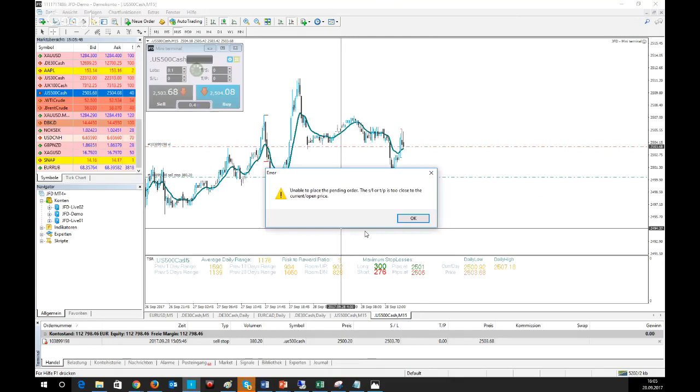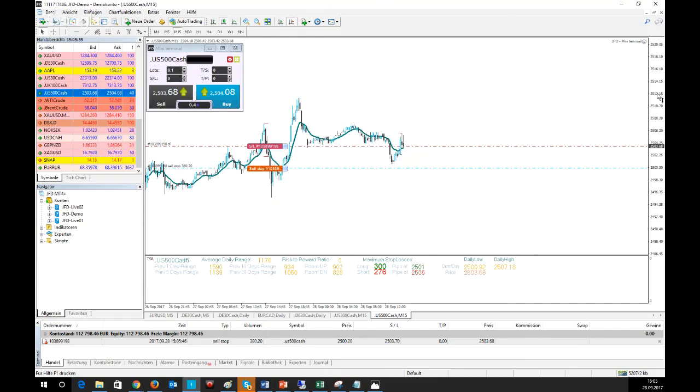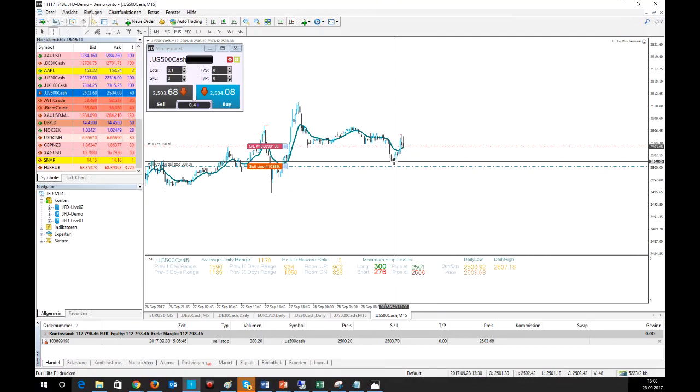Oh, okay. So he only placed the long side. Okay, that's not that great. So usually there should be two orders right now. And here's the stop loss. What's the reason for that? Oh, by the way, it's a 50-minute time frame. Okay, good question. Usually this shouldn't happen.